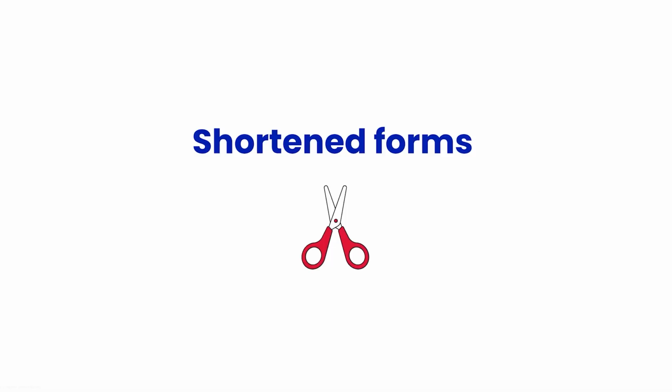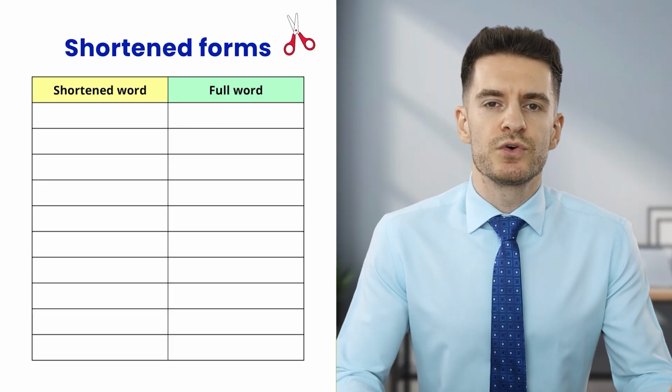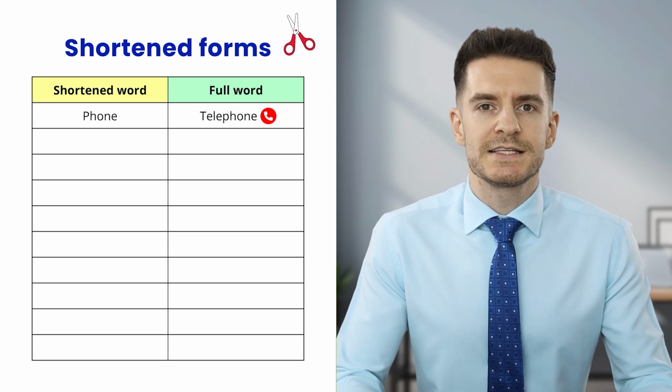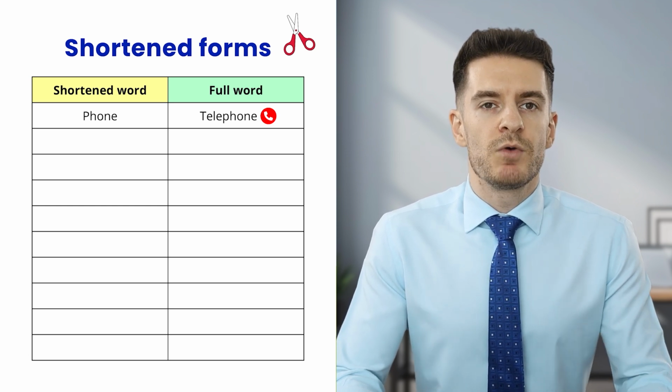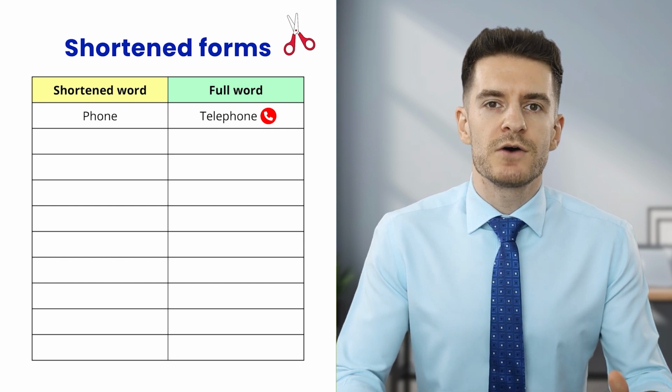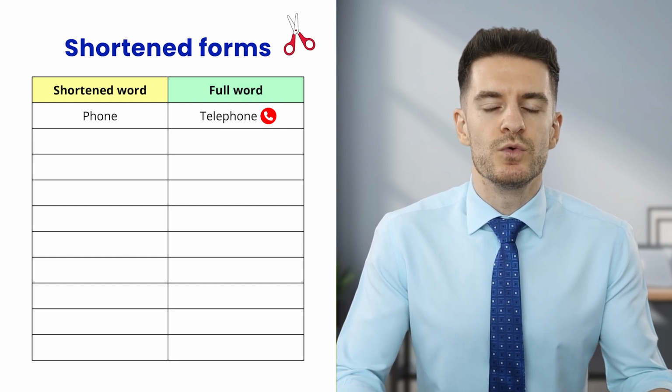All right, let's move on to the next type of vocabulary that you should not be using, which is shortened forms. So you might be thinking, what is a shortened form? Well, what I mean by that is, have a look at this word here, phone. Well, this is the shortened form of telephone. For IELTS writing, you need to write the full word.